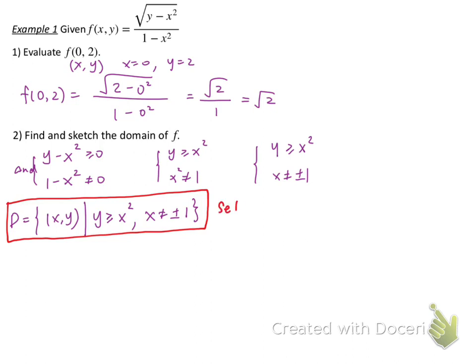This is set notation. Your domain is a set of all the possible ordered pairs of x, y values. Now sketch the domain. Your domain is in R2, so the graph of the domain will sit in R2. First of all, we have y is greater than or equal to x squared, so we first draw the boundary function.